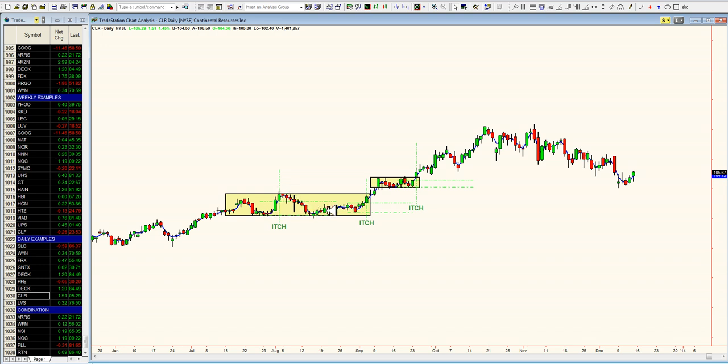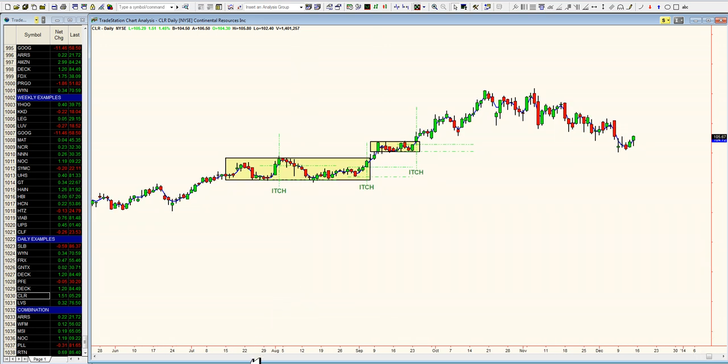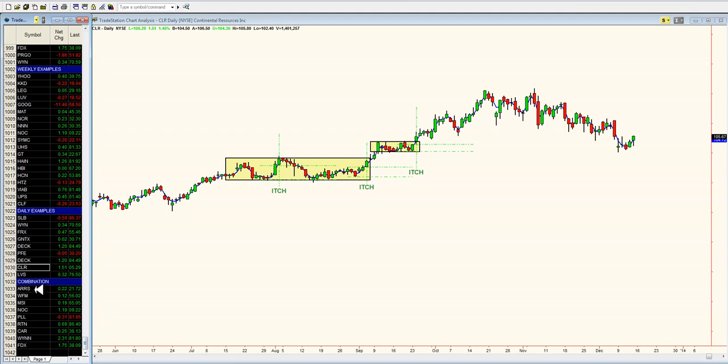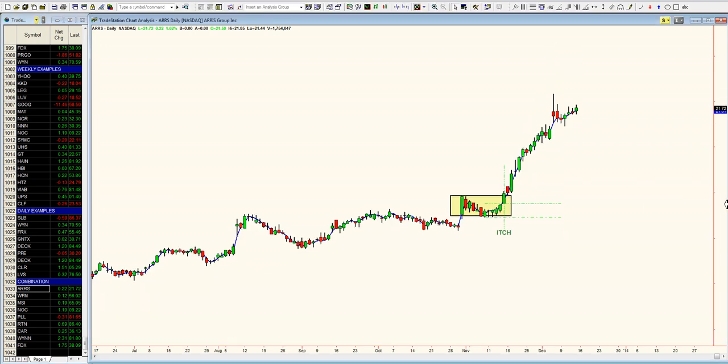Sometimes they go back down to the bottom of the box and then start working. All of them are different. Now, the last ones I want to talk about are combination trades, and I'll just leave the signals on there. This is when the daily and the weekly charts fire signals at the same time.